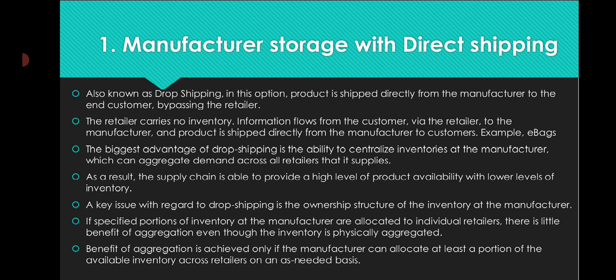First one, manufacturer storage with direct shipping, also known as drop shipping. In this option, product is shipped directly from the manufacturer to the customer, bypassing the retailer. The retailer carries no inventory. Information flows from the customer via the retailer to the manufacturer, and the product is shipped directly from the manufacturer to the customer.